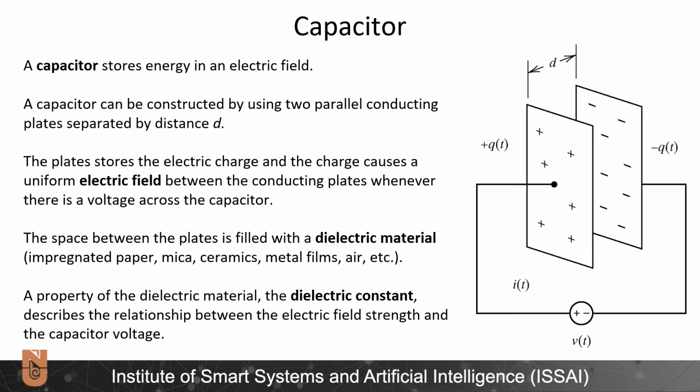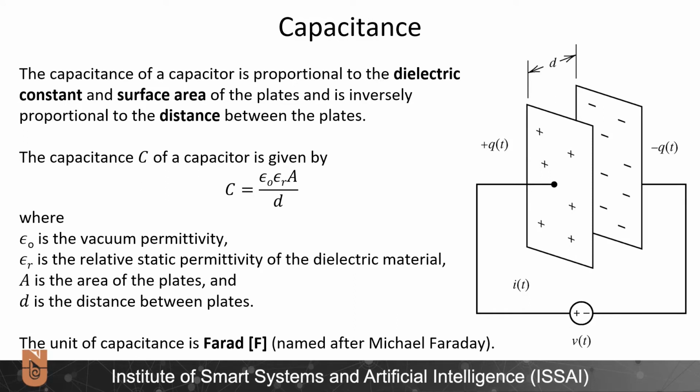The space between the plates is filled with a dielectric material, such as impregnated paper, mica, ceramics, metal films, and air. Impregnated paper is a paper dipped into a fluid with electrolytes. A property of the dielectric material, the dielectric constant, describes the relationship between the electric field strength and the capacitor voltage. The capacitance of a capacitor is proportional to the dielectric constant and surface area of the plates. It is inversely proportional to the distance between the plates.